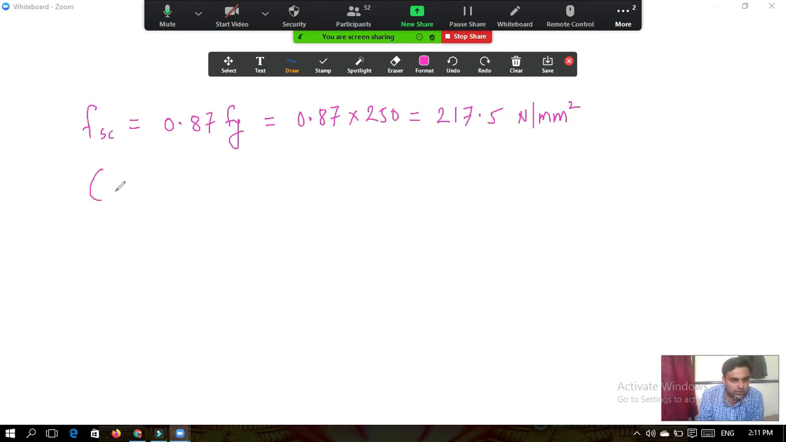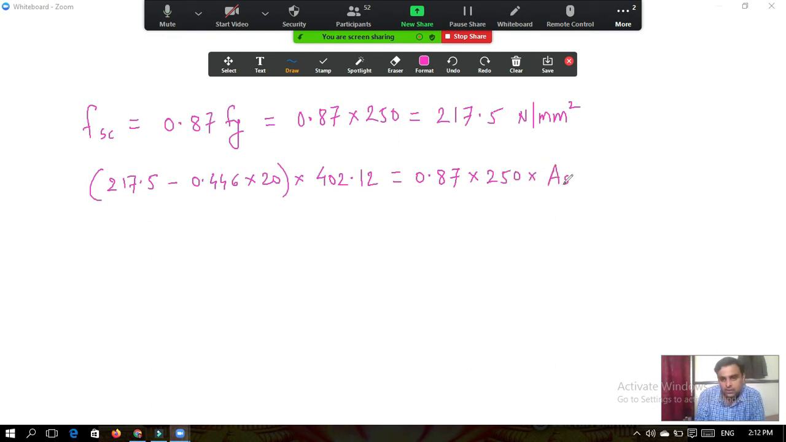So what was Cu2? That is (FSC, 217.5, minus 0.446 FCK). The value of FCK is 20, into ASC. What was the value of ASC? ASC is 402 point something, I think 12, right? If any value is wrong, tell me immediately. That is equal to 0.87 into Fy, which is 250, into AST2. Okay, so if you reshuffle the terms, you will get the value of AST2.